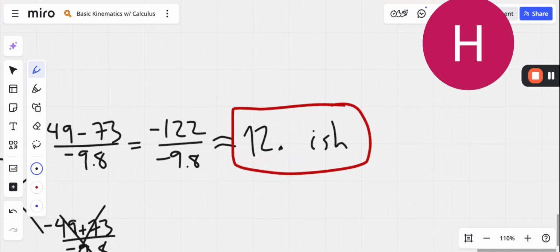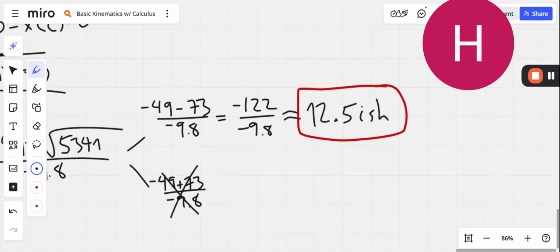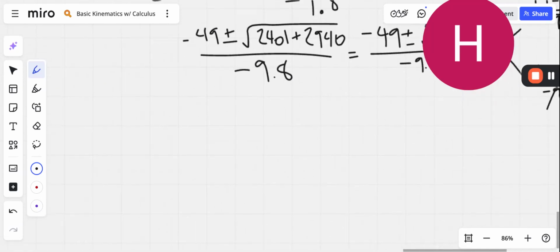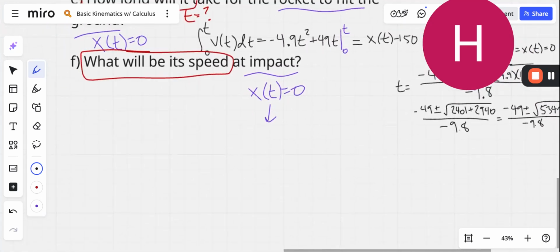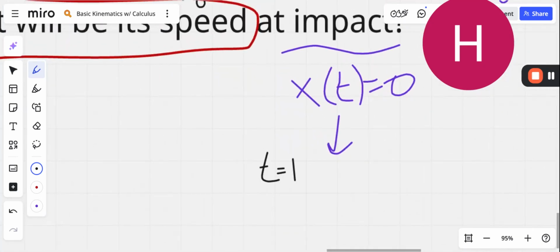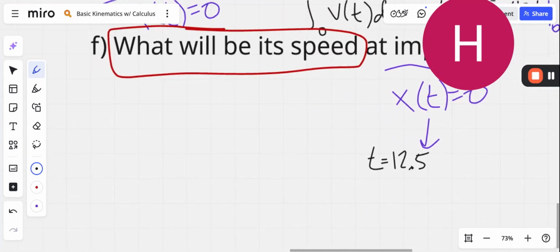Okay, 12.45. So I mean, I'd even be cool with like 12.5. That's probably more accurate than 12.3. So when t equals 12.5, what is the speed? Well, speed is just velocity with no direction. Like, it's how fast you're going, regardless of which direction you're moving in. So we can just use v of 12.5 and then put it in an absolute value.